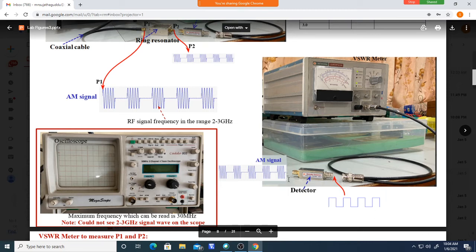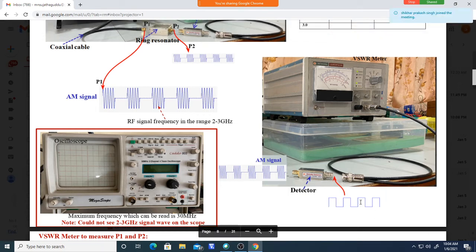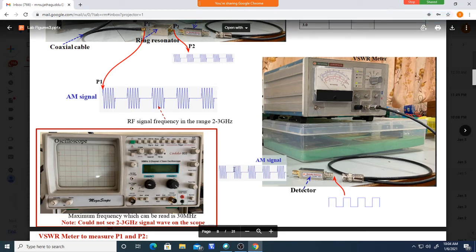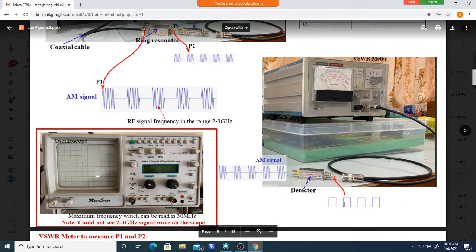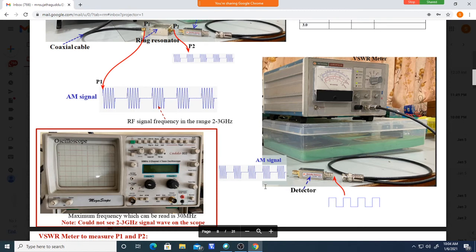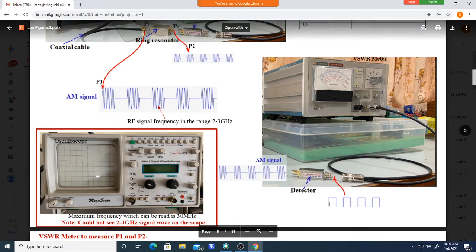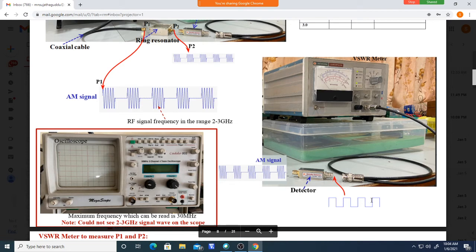Okay, so we are demodulating that signal, and this is a square wave. The power of this signal is associated with the power of this. How are we measuring the power of this signal? That is using this demodulated signal. As we increase the power of this, it will also increase. You can come to know the maximum or minimum power.